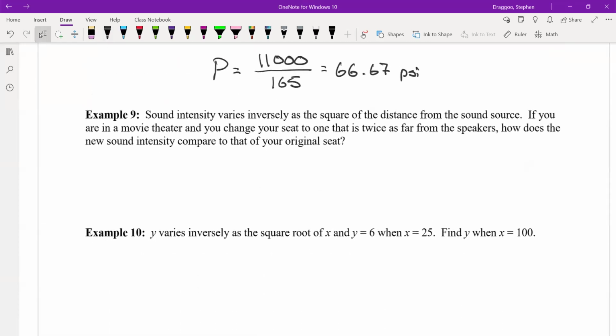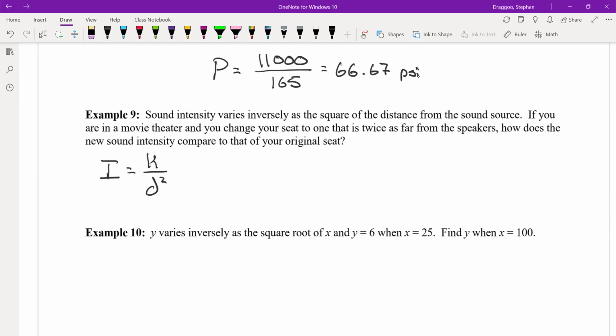Right, number 9, sound intensity varies inversely with the square of the distance between the sound. So we can again set up our equation. Intensity is equal to K over D squared. So if you are in a movie theater and you change your seat to one that is twice as far away from the speakers, how does the new sound intensity compare to our original seat? So let's try this out.